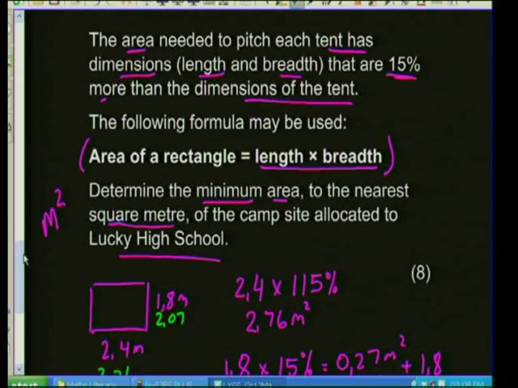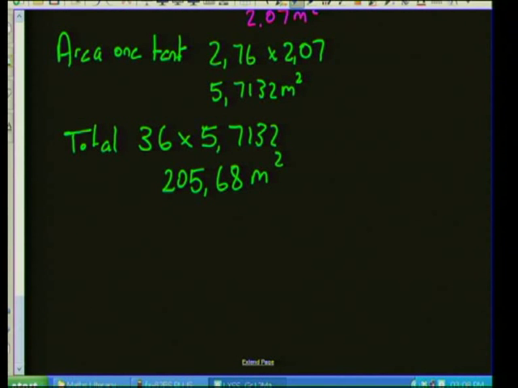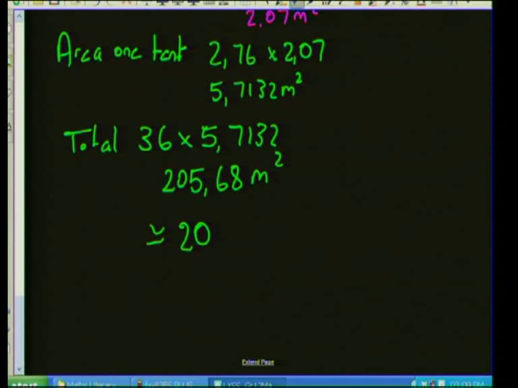And now, what did my question ask me? It said determine the minimum area to the nearest square meter of the campsite allocated. So to the nearest square meter, if I have 205, it's not going to be enough. I'm going to have 1 tent that's kind of not fitting. So my minimum rounded is 206 meters squared.